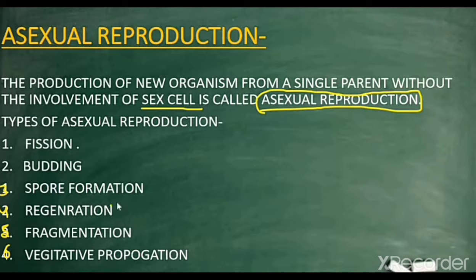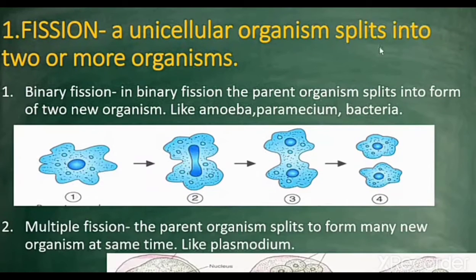Fission occurs in a unicellular organism. The cell division or fission leads to the creation of a new individual. In binary fission, the parent cell enlarges and splits into two cells. The nucleus also divides, forming two nuclei, and they separate, and two new organisms are formed. Examples are amoeba and paramecium.